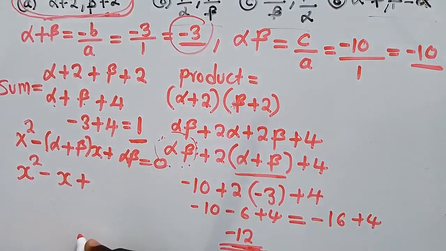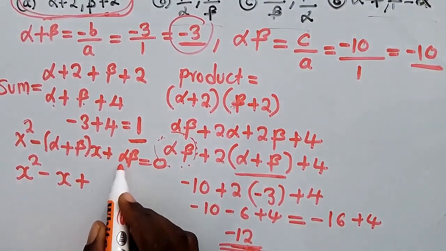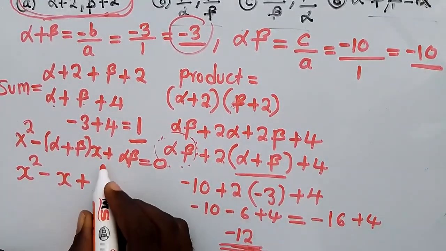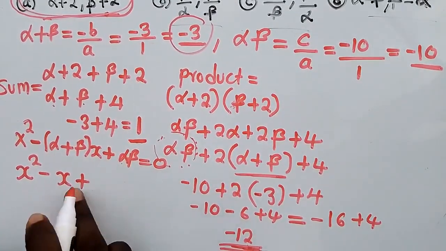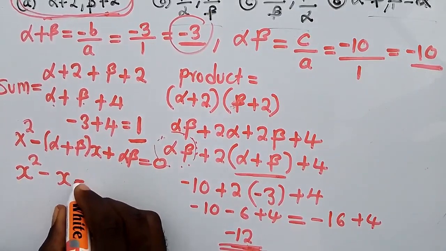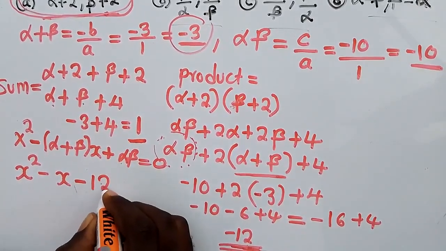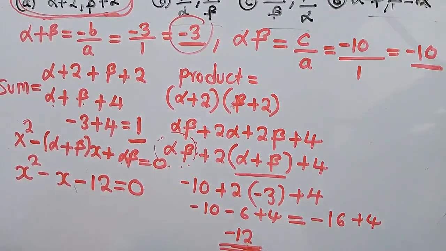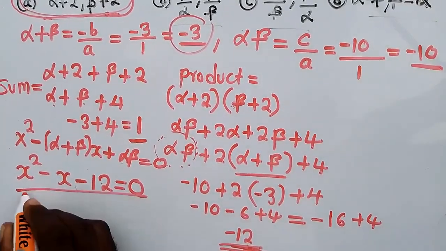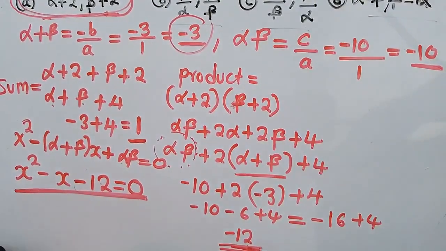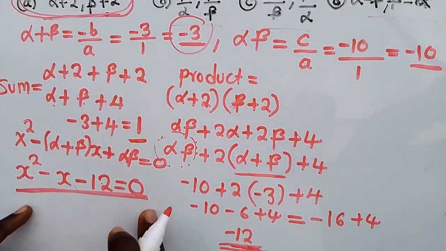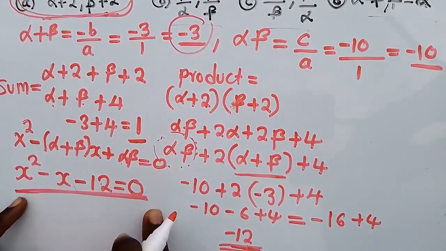Plus, have you seen plus, then alpha beta, that is negative 12. So there, there is a positive there, so it's negative. So I'm going to put a negative 12, which is equal to 0. Have you seen? So this is the equation that I've just found. This is my equation. So this is how we get to find the equation for this particular question.